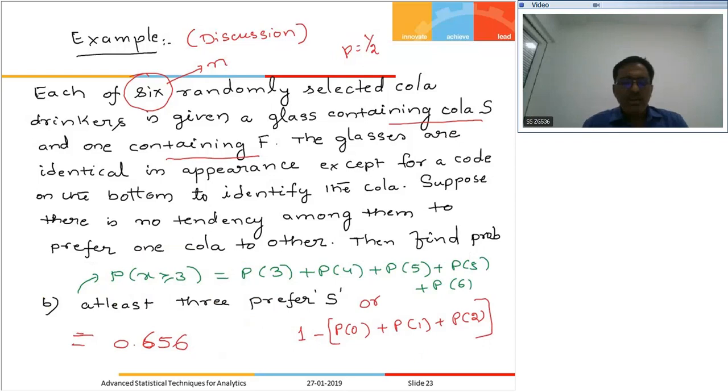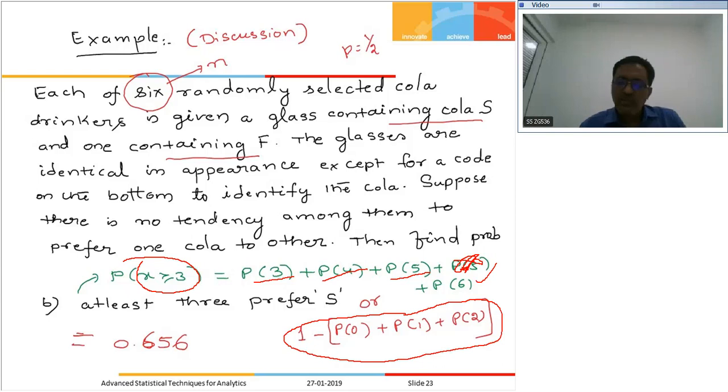Second one, at least 3. At least 3 means greater than or equal to 3. That means P of 3 plus P of 4 plus P of 5 and P of 6. We need to find all these probabilities. Or otherwise, P of 0 to P of 6, the total is 1. We want only from 3, 4, 5, 6, or we can use this formula also. Don't get confused with this. If you are comfortable with this, use this. Otherwise, go for this.